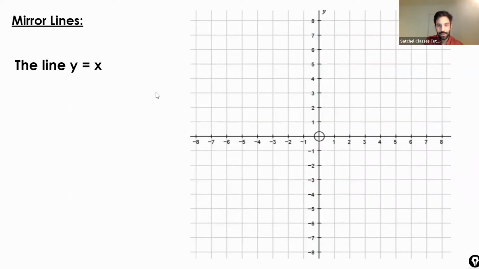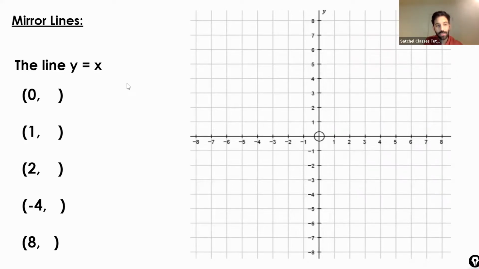All right, and moving on. So there is another mirror line. So this is the line y equals x, and this one can be a little bit tricky. But let's think about some coordinates. So if x is equal to 0, y has to be equal to that coordinate. So y is also going to be equal to 0.